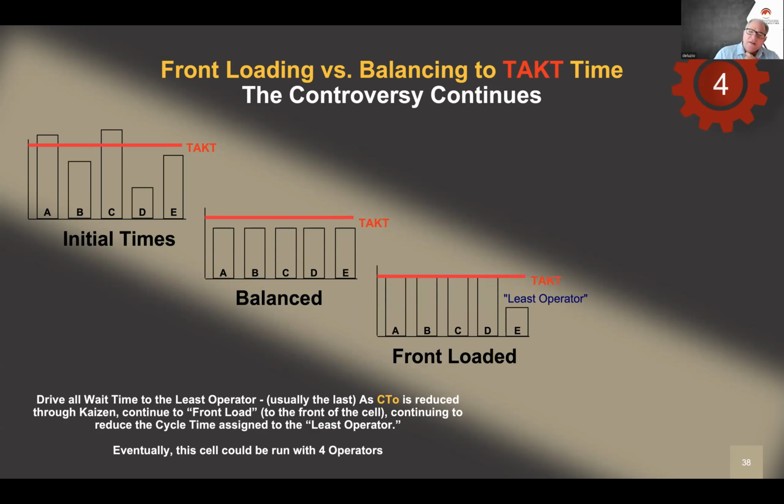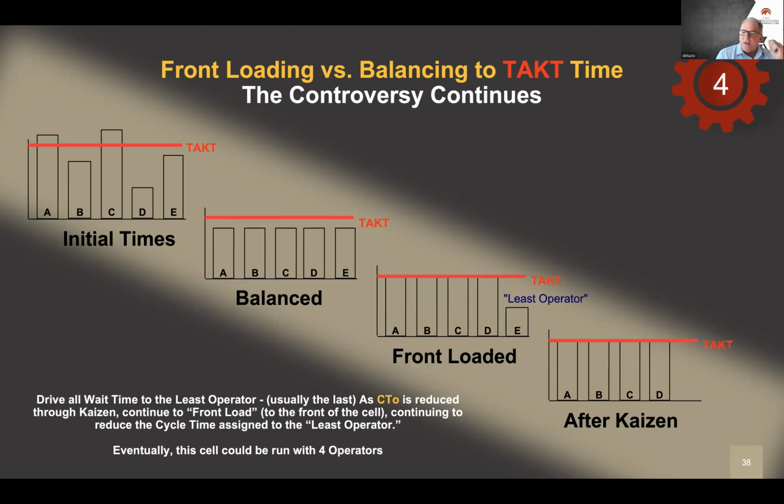So I want to take all that waiting time that you see here and put it into one operator called the least operator. Well, geez, Mark, why did you want to do that? Because I want to see it visibly. And the point of the matter is that when I end up taking more cycle time out of this front loaded concept, I don't want to end up with a situation like this up here again in this initial time situation. So I'm going to redistribute and recalibrate everybody back to takt time. And that will just essentially knock down the amount of time for the last operator, number E.